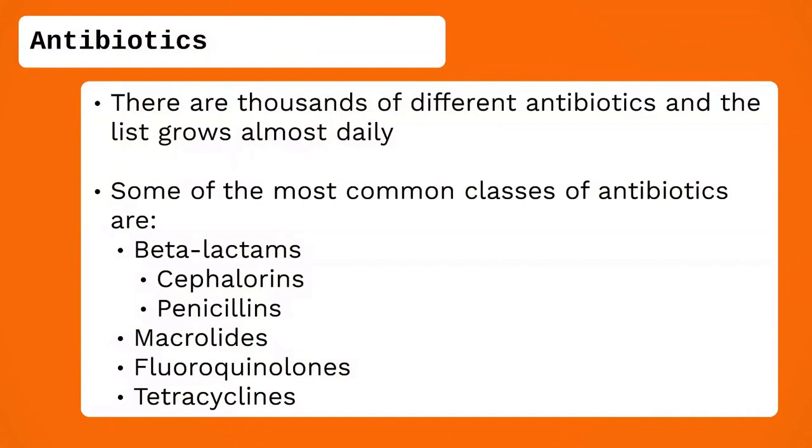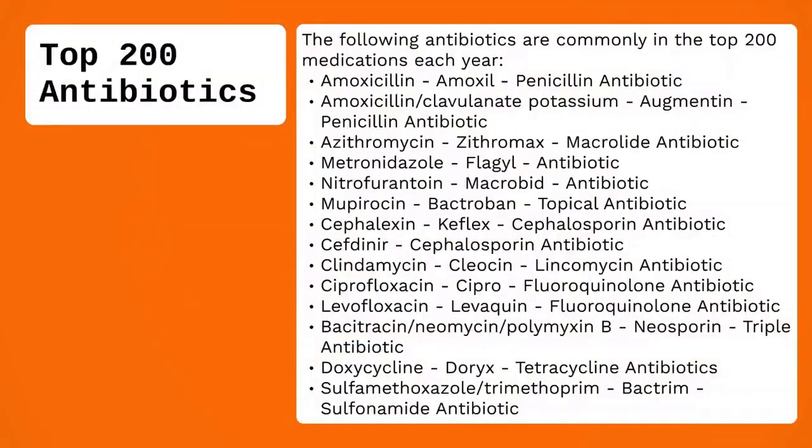So there are thousands of different antibiotics, and the list grows almost daily. Some of the most common classes of antibiotics are beta-lactams, which include cephalosporins and penicillins, macrolides, fluoroquinolones, and tetracyclines. I've included here some of the common top 200 antibiotics if you'd like to pause now to study.